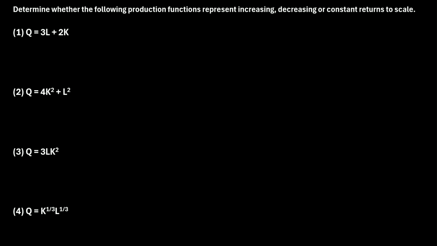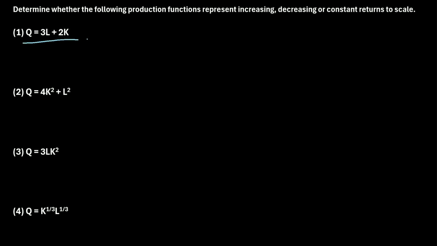We are asked to determine whether the following production functions represent increasing, decreasing, or constant returns to scale. So I have four production functions here. Now, when we talk about returns to scale, what we mean is when we increase the inputs to our production function, so when we increase our labor and our capital, does the output increase by the same amount, or does it increase by more or less?